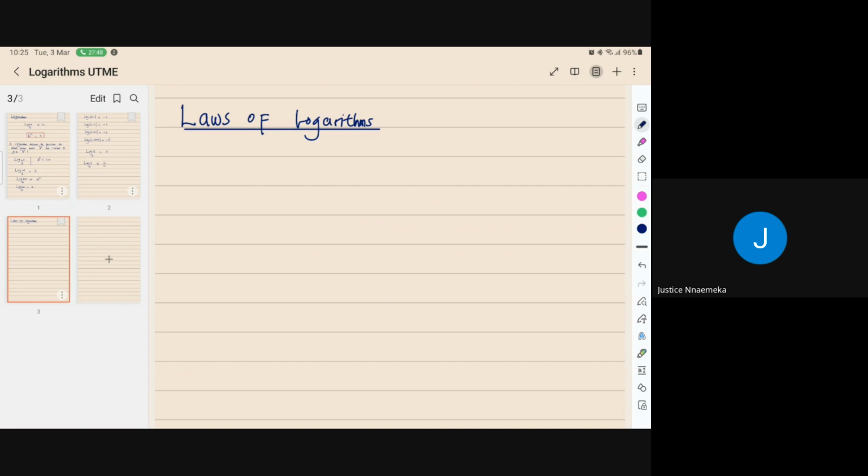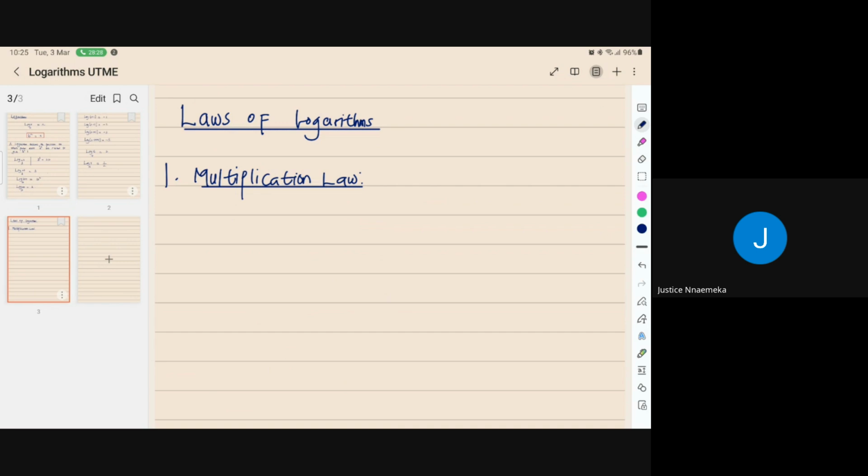All right, so let's look at the basic laws of logarithm. The first law is the multiplication rule or the multiplication law. You can use this law to either condense or expand a logarithm. So the multiplication law is very handy when I either want to expand or when I want to condense. You're going to see what I mean by expanding and condensing a logarithm.